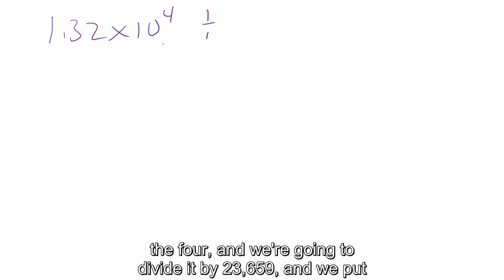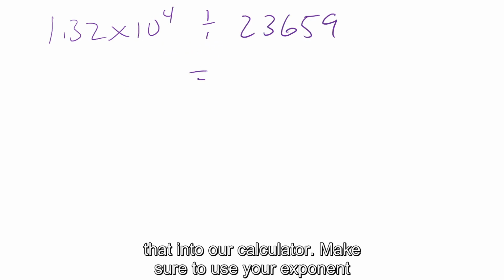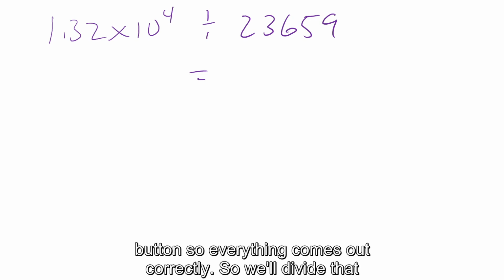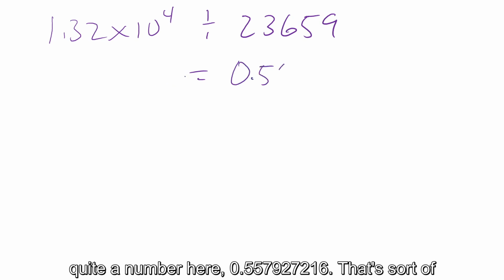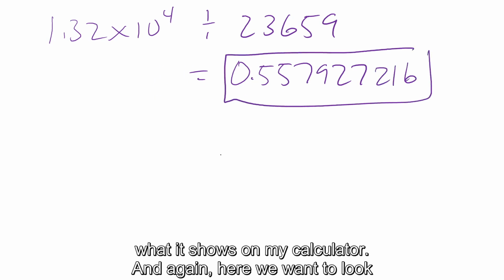Now, if we divide, for example, some numbers here, 1.32 times 10 to the 4, and we're going to divide it by 23659. And we put that into our calculator. Remember to use your exponent button so everything comes out correctly. So we'll divide that by 23659. And on your calculator, you're going to get quite a number here, 0.557927. That's what it shows on my calculator.